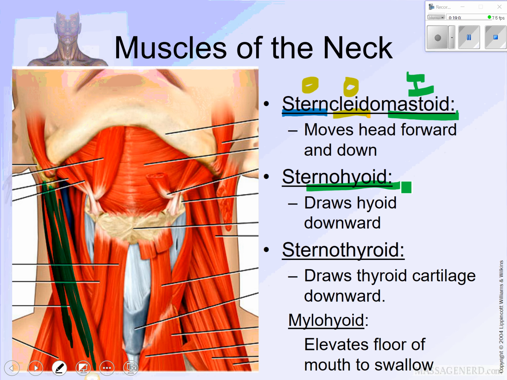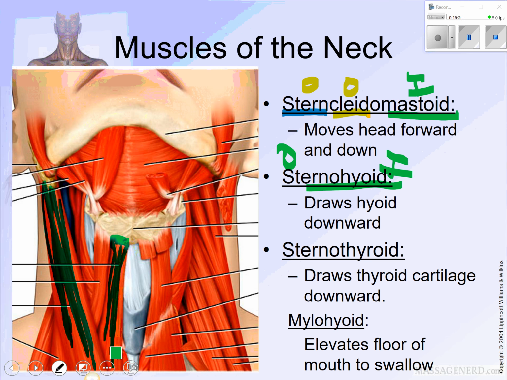Sternohyoid. This one, of course, draws the hyoid bone downward. Again, the origin is going to be the sternum, but also the clavicle. And then the insertion would be the hyoid bone. Okay. This one, of course, is the sternohyoid. That's this one right here. You see it attaching up here.